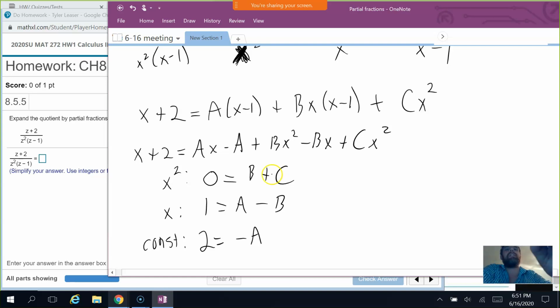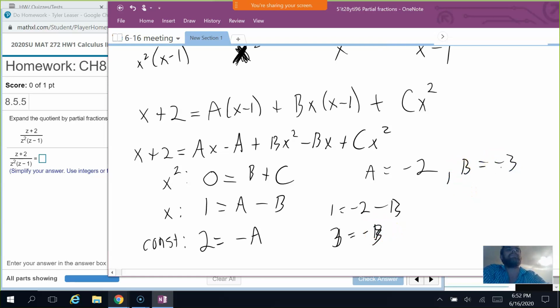All right, so from all of this, we can solve for the a, the b, and the c. We get the a for free. The a is negative 2. If the a is negative 2, I can plug that into my second equation here. I'm going to have negative 2 minus b. So here, I'll write it out. So 1 equals negative 2 minus b. We add the 2 over. That's going to be 3 is equal to negative b. Or we could just say that b is equal to negative 3.